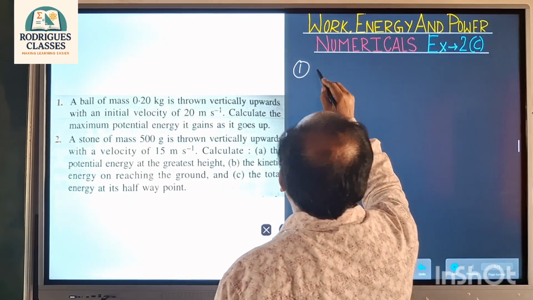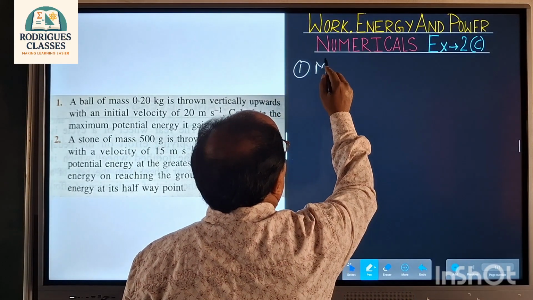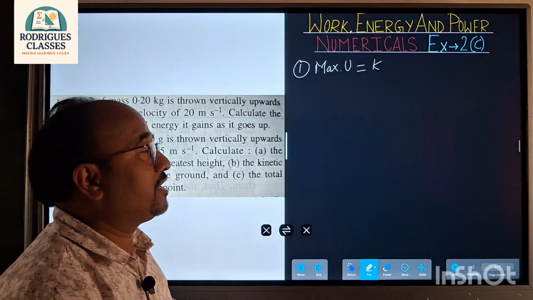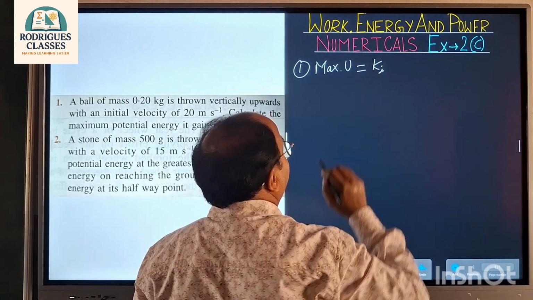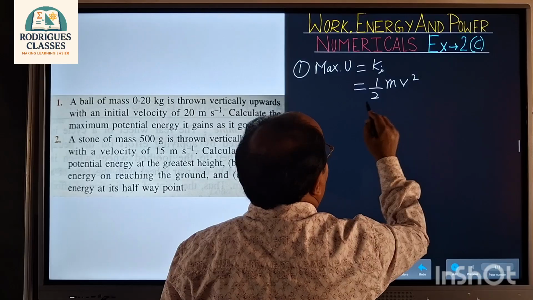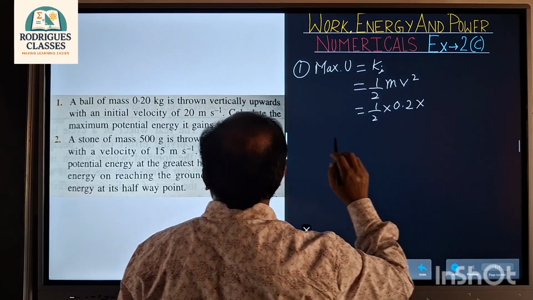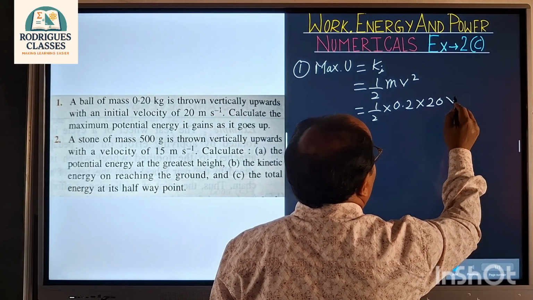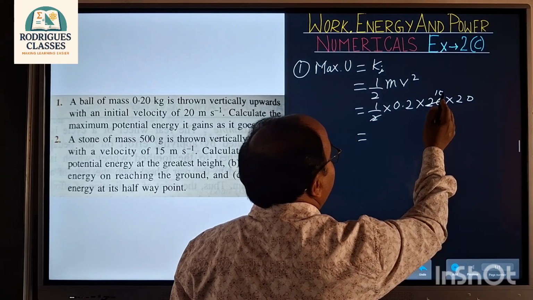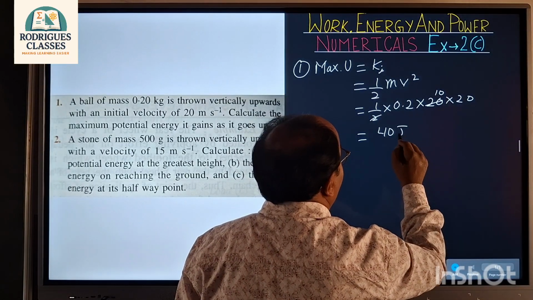So maximum U will be equal to the kinetic energy which it was having initially. So if I give a subscript initial kinetic energy and apply the formula half mv square. So half, the mass is 0.2 kg, velocity is given as 20, so 20 into 20. So I will first cancel this: 0.2 into 10 gives me 2, and 2 into 20 is 40 joules.